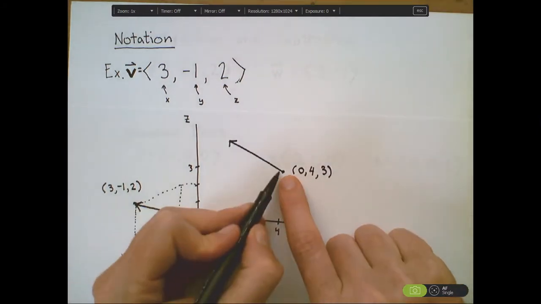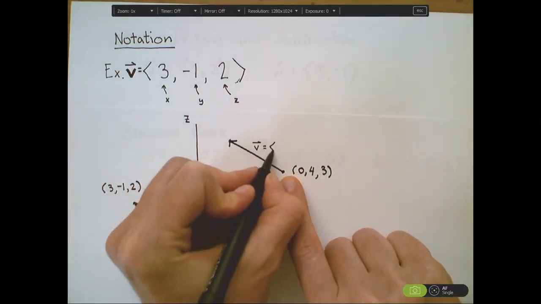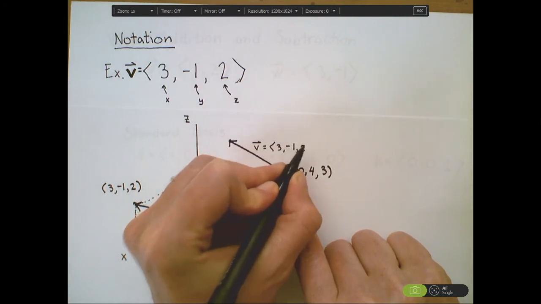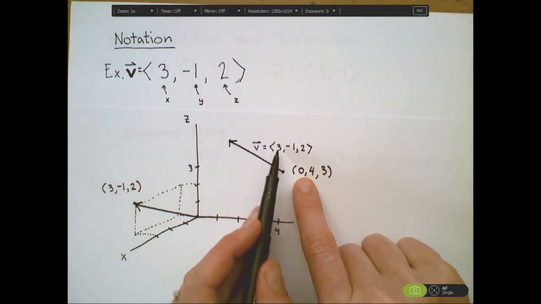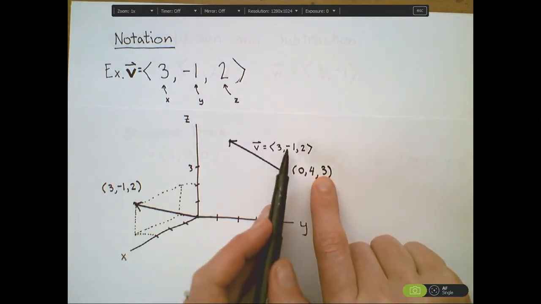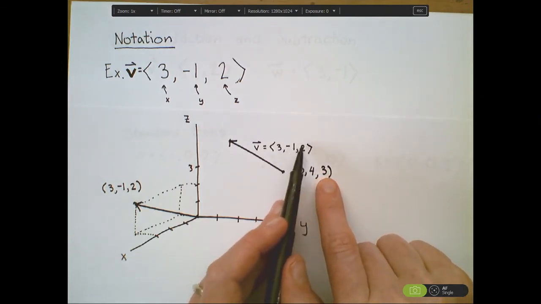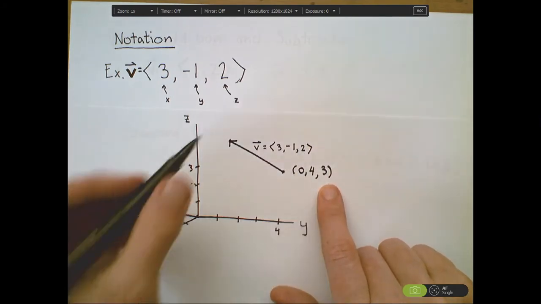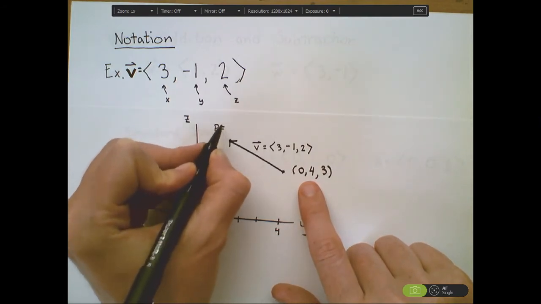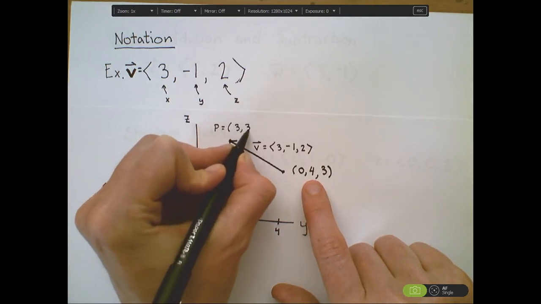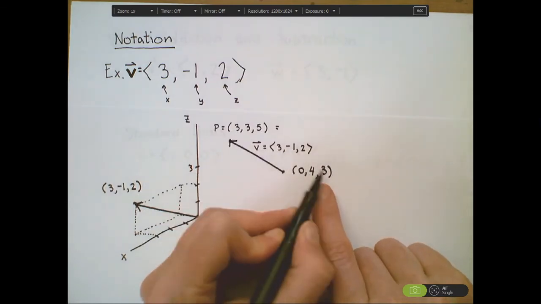We might want to find out, well, what does that mean in terms of where this tip point is going to be, assuming that our vector v still has the same components. The components 3, -1, 2. How can I visualize that? That means that I'm moving 3 in the x direction from this base point. I'm moving -1 in the y direction from this base point. And I'm moving 2 in the z direction from this base point, meaning that my tip up here is going to be equal to the point, maybe I'll call it P, is equal to the point 3, 3, 5, because it's given by the summation of each of these coordinates.